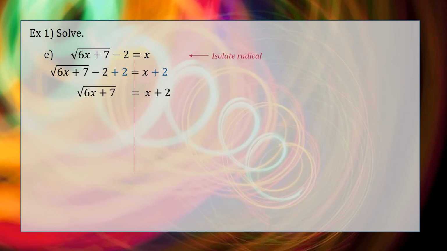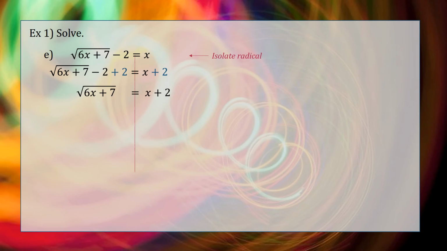For E, we have the square root of 6x plus 7 minus 2 equals x. Again, go ahead and draw your line. First step, we want to isolate the radical. To do so, we need to add 2 on both sides. Now that it's isolated, we have the square root of 6x plus 7 equals x plus 2.